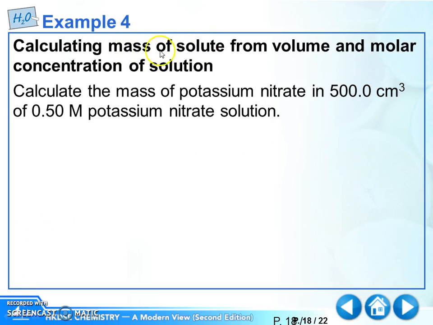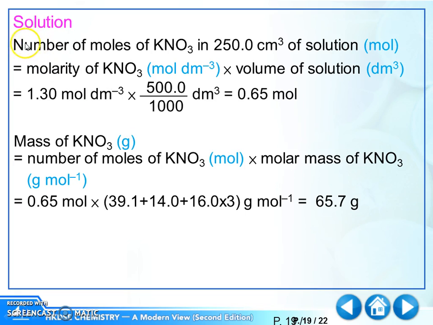Next, to find the mass of solids, it seems this is irrelevant to the molar concentration, which is equal to the number of moles over volume. We do not have the mass in the formula, but we recall that we have learned that mass over molar mass equals the number of moles. So when we figure out the number of moles of the solids from the molar concentration, then we can figure out the mass by the formula that we have learned. So let's see this example.